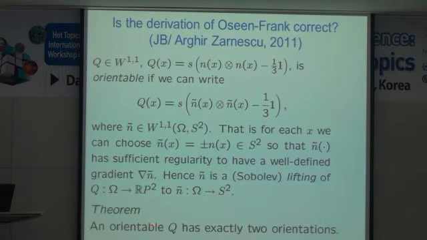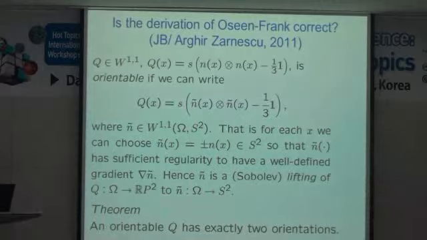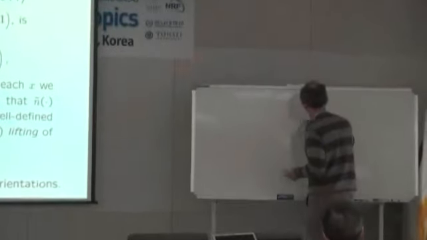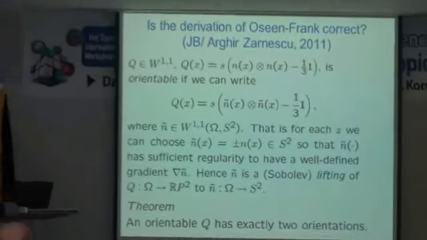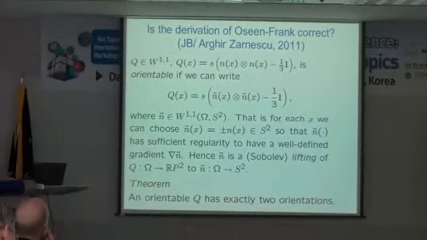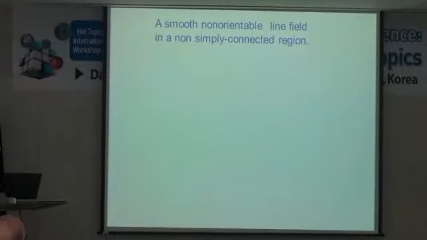So now you can ask, if you have an orientable Q, how many orientations can it have? And the answer is, it can have exactly two orientations. So very intuitive. If you've got one orientation, then the only other thing you can do is to reverse the direction of all the arrows, and that's the only other orientation. I won't give the proof here. It's not very difficult, but it's not absolutely immediate. So if it's orientable, it's only orientable in two ways.